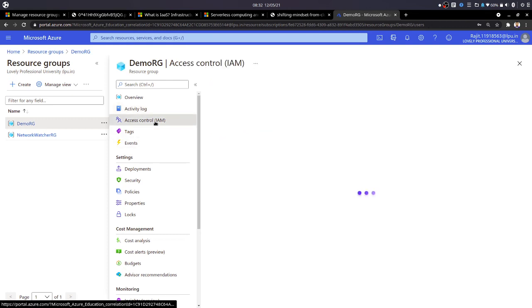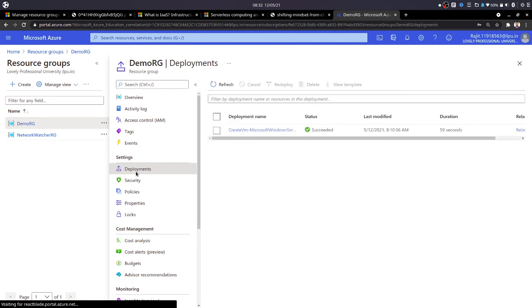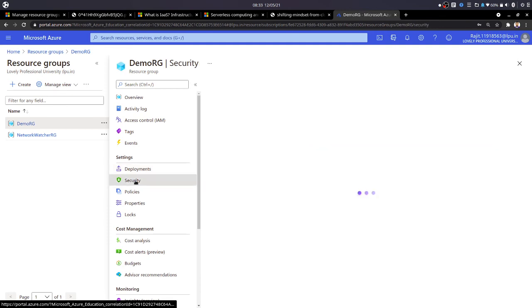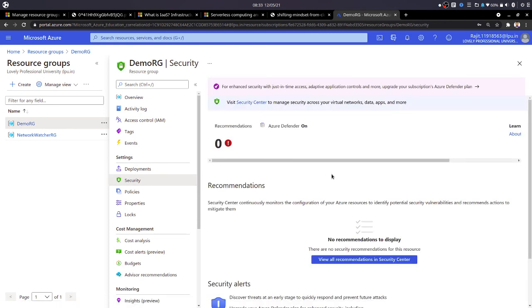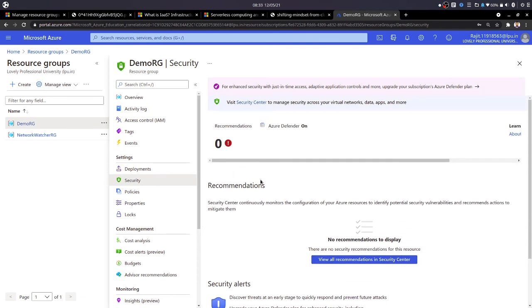You can also go for the IAM part and manage everything such as role-based access management and who can view your resources. Then you can also go for deployments. In deployments you can see that I just did one deployment of creating a Windows VM and it succeeded. You can also check all the related events, the time duration, the modification date, and everything. Then you have the security part, which is Azure Security Center. You can go ahead and see all the recommendations, and it will help you scale the security aspect of your resource group.